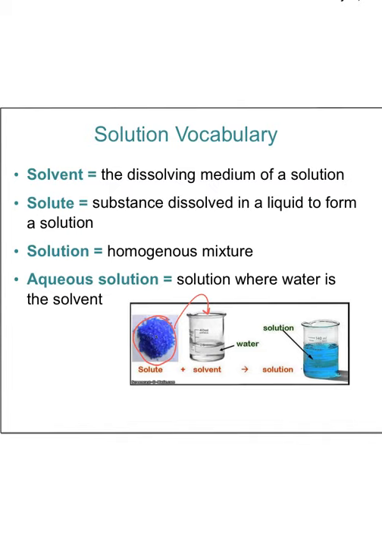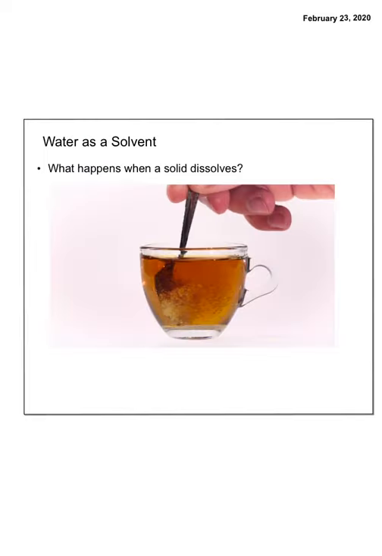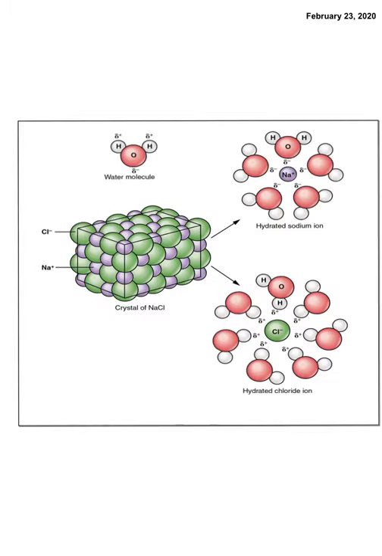which is a homogeneous mixture, meaning a mixture of this chemical and of water, and we call that an aqueous solution if water is the solvent, which again, pretty much all of the time in our class, water will be the solvent, so it'll be aqueous solutions, AQ for aqueous. So what happens when a solid dissolves? When I actually put the solid in the water or in the liquid, what actually occurs on the molecular level?